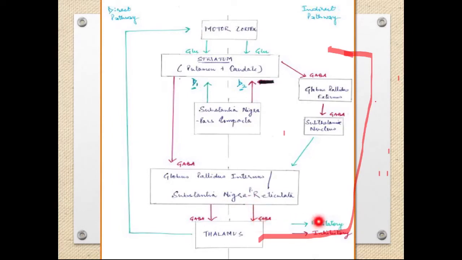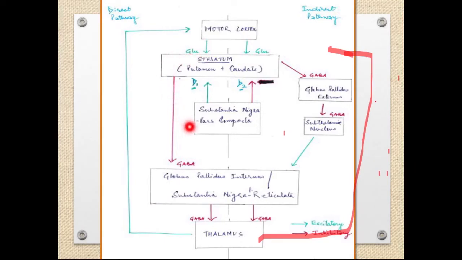So that's why, like in the previous lecture, I tried to depict this connection as the red one, or indirect pathway. So we can say the indirect pathway is inhibitory, its ultimate end result on the motor cortex is inhibitory, and the direct pathway is stimulatory, right? That is the connection of cortex to basal ganglia to thalamus and again back to the cortex.